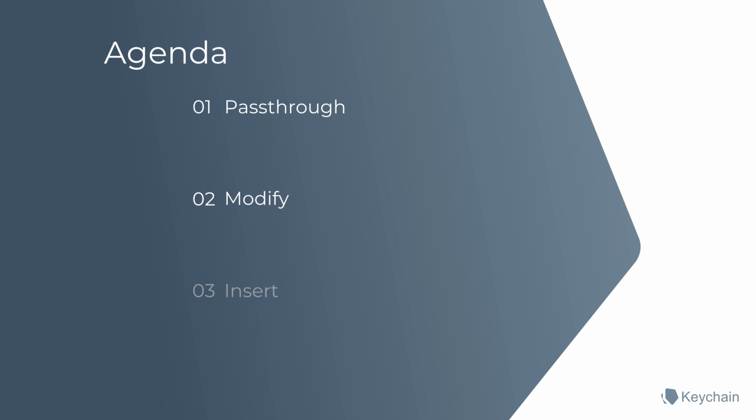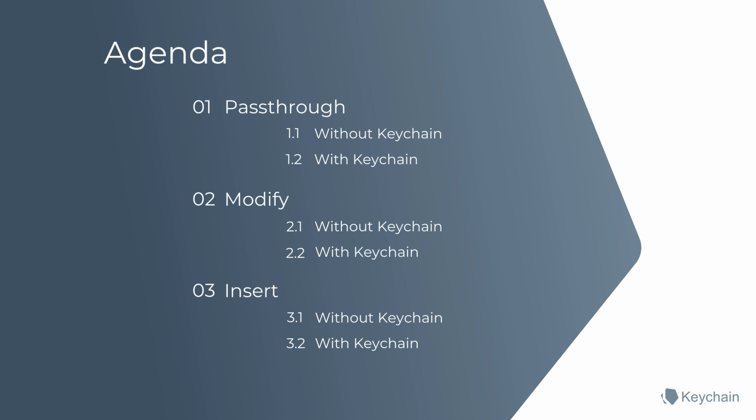And then there's insert mode, where the front-end server, when it receives a message from the client, will first send its own message to the back-end server before sending the message that it received from the client. And between those three different modes, we have two scenarios. One where we run without Keychain to show the effects of not having data security turned on. And the next scenario where we run with Keychain in all three modes to demonstrate how Keychain will protect your data.